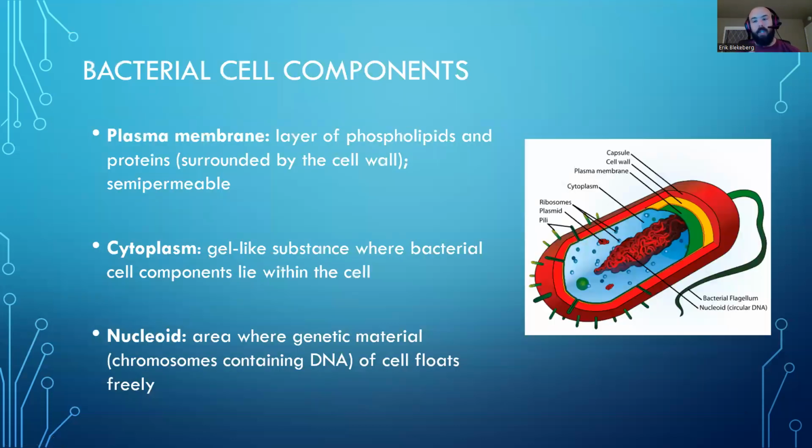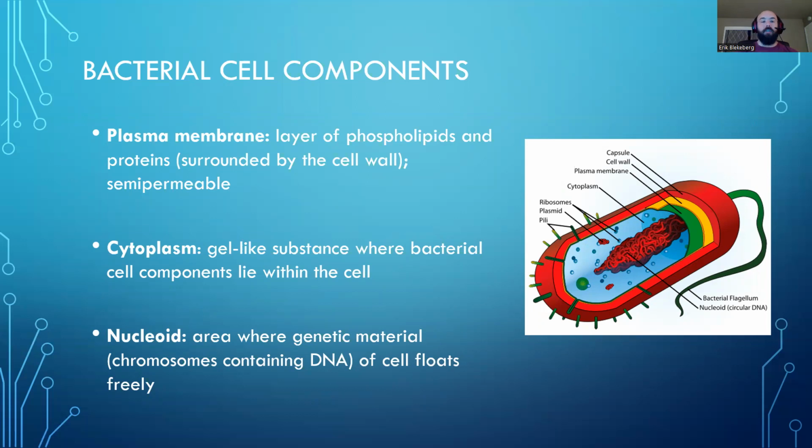Now, other components to talk about are, obviously, the plasma membrane. This is the layer of phospholipids, semi-permeable, same thing as a eukaryote cell. We have the cytoplasm. The cytoplasm is the gel-like substance inside of the actual phospholipid bilayer where all of the cell components will lie.